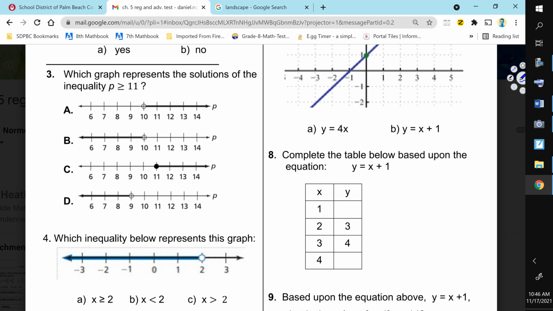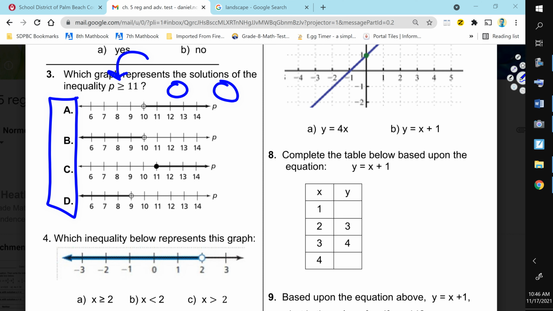Number 3, the inequality. Unfortunately, some people did miss this, and they shouldn't for 2 reasons. Reason number 1, you should know where the circle goes. It goes over the 11. Only one of these answers has the circle in the correct location. The other reason is this symbol. Should it be open or should it be closed? Well, when it has that equal sign at the bottom of it, it's always going to be closed. So that's not the right one. And there's only one answer that actually has that.